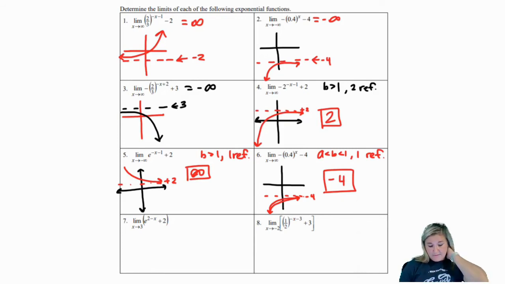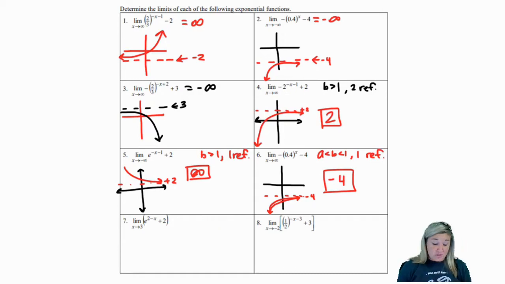Okay, and then we have the limit as x approaches 3 of e raised to the 2 minus x plus 2. So this one is kind of tricky because they decided to write the x second. But here we still have b is greater than 1, and we have 1 reflection.